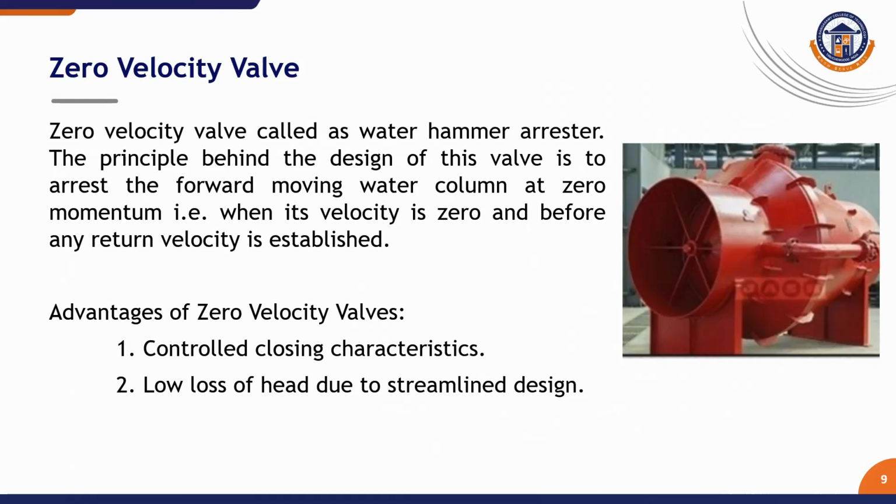Zero velocity valve. This is a special type of valve used to reduce the effect of water hammer. That is a sudden surge in pressure caused by rapid valve closure or pump shut-off. The zero velocity valve, also known as a water hammer arrestor, stops the forward moving water column when its velocity reaches zero. This prevents reverse momentum and protects the pipe system. The benefits include controlled closing action and minimal head loss due to streamlined design. This valve is highly useful in high pressure and long distance mains.